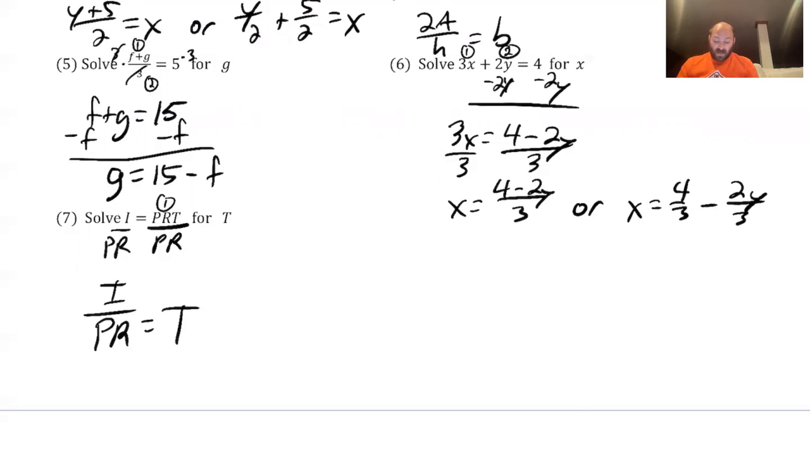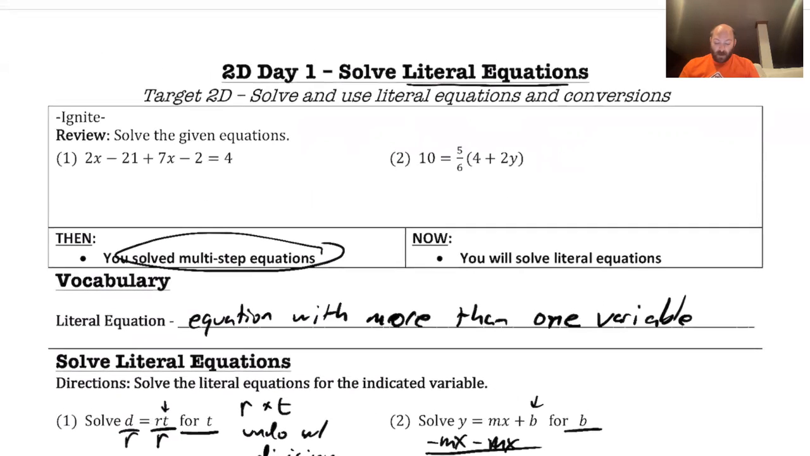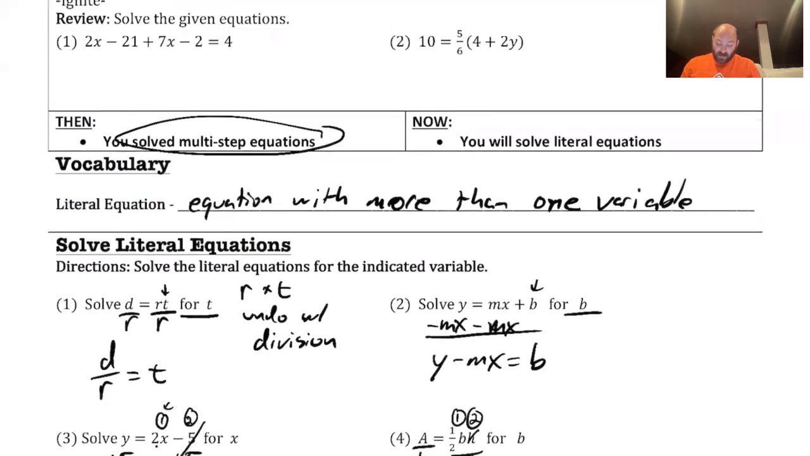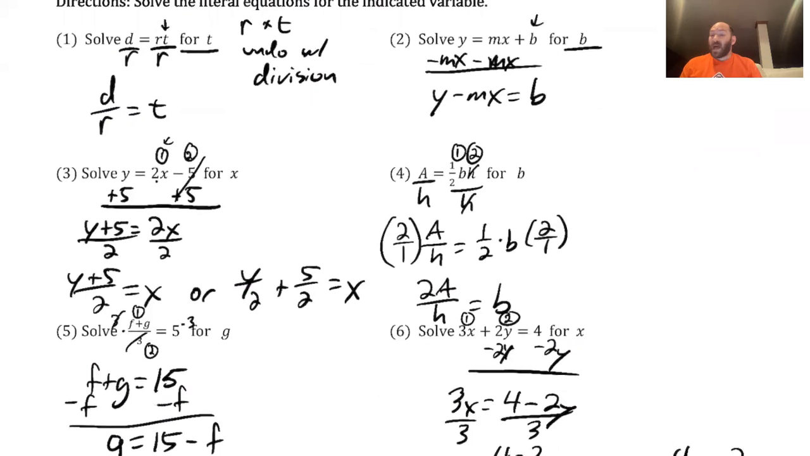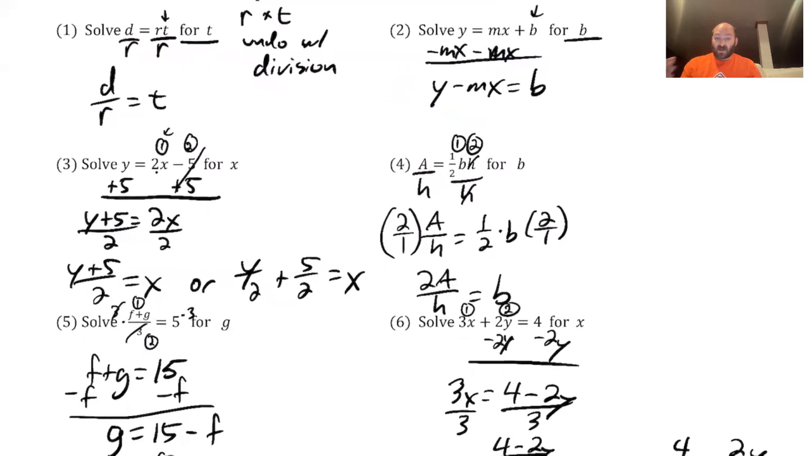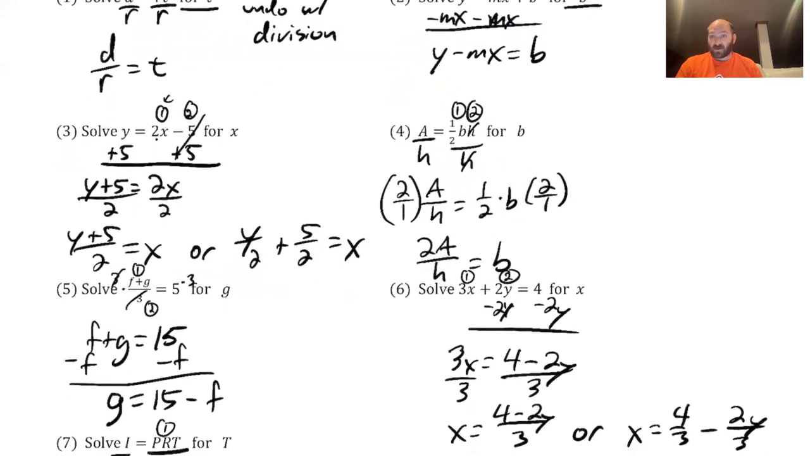So that's it for this lesson. Real quick recap: literal equations are equations with more than one variable. When we talk about solving literal equations, we are not going to be getting an answer. Instead, we're going to be getting new equations. So in all 7 of these examples, I never once got an answer for the variable. I never got b equals 5. I got a new equation that b equals. So that's the goal here, is to try to get it into a new equation instead of trying to find a number as your answer.